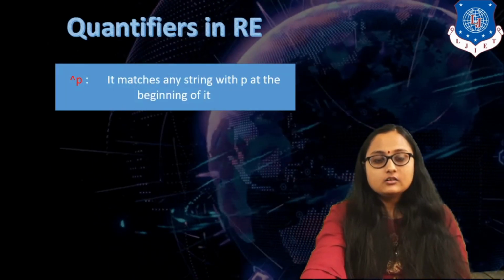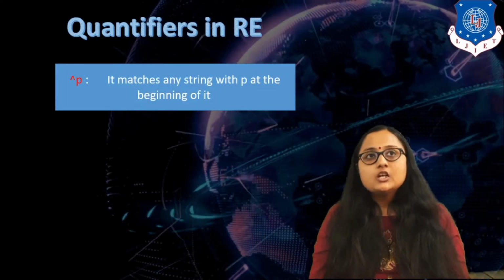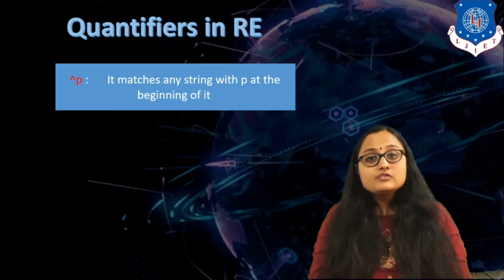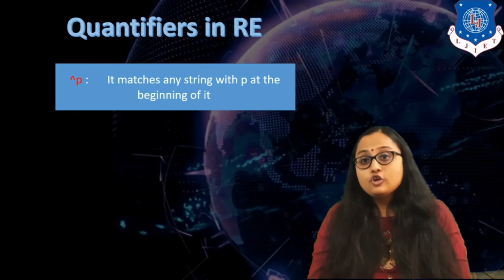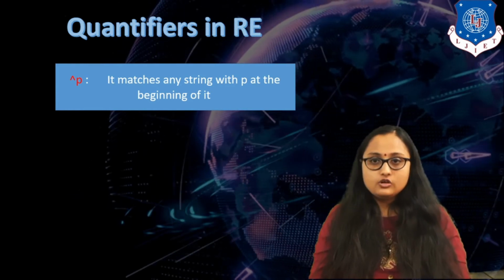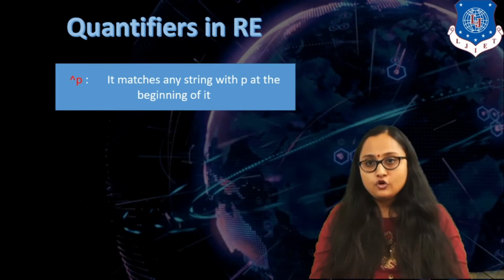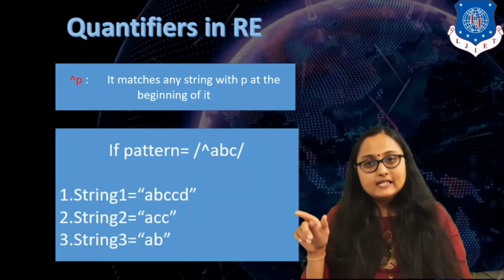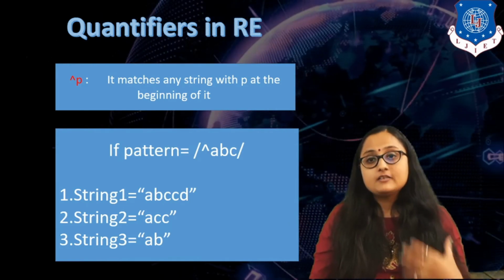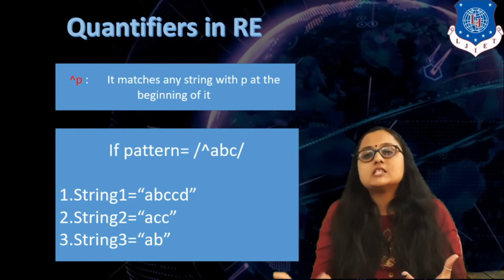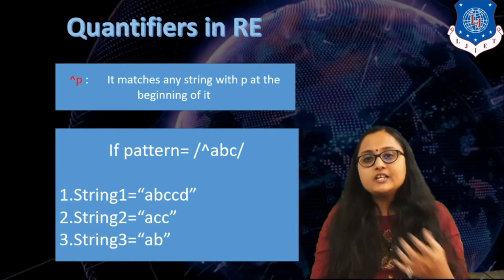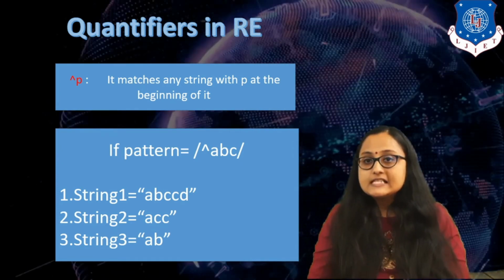Now the next quantifier is caret. Now you may wonder that ma'am, we have already seen caret in bracket. When you use caret inside the bracket, it indicates not, but if you use it outside the bracket, it indicates the beginning of something. So if I am writing caret and then A, B, C, it indicates that my string should start from A, B, C. If it is beginning from A, B, C, then your string is valid. If it is not beginning from A, B, C, then your string is invalid, right?